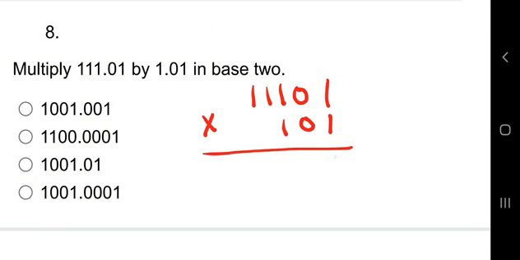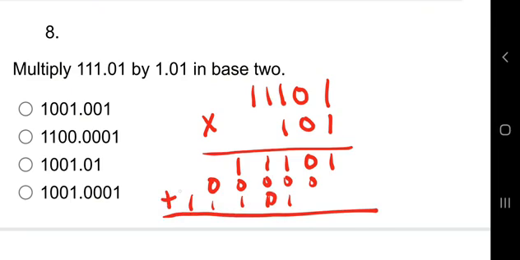So multiply, this gives 1 0 1 1 1, 0 0 0 0 0. Then the next one will be 1 1 0 1 1 1. Then we add now. So this gives 1, this gives 0. 1 plus 1, that is 10. 2, when you convert it, gives 10. You write 0, carry 1.